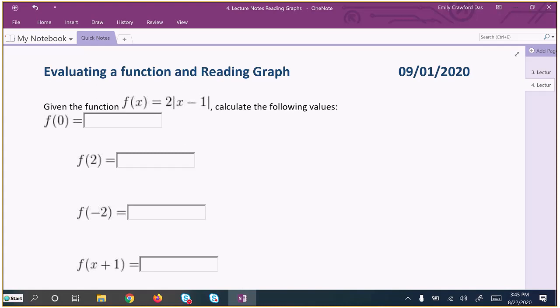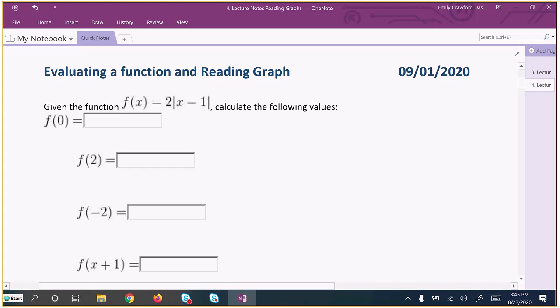This lecture will be on evaluating a function and reading a graph. So we already know a little bit about this. Let's start with an example. If we're given the function f of x equal to 2 times absolute value of x minus 1, we know that this is the function notation that tells us the function is called f, x are our inputs, and the rule that the function is following is 2 times the absolute value of x minus 1.